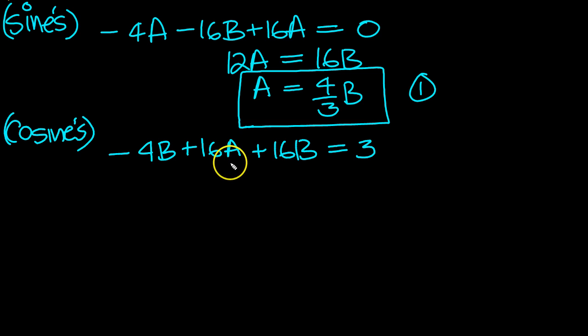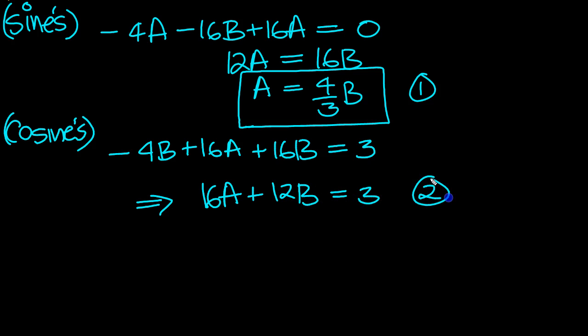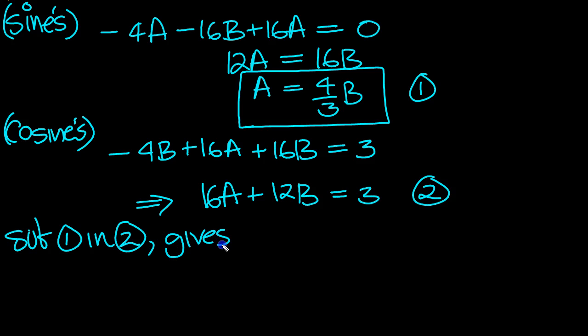So 16a, and then minus 4b plus 16b is plus 12b, isn't it? Plus 12b is equal to 3. So sub 1 into 2 then. Sub 1 into 2 gives 16a, and a is equal to 4/3 b.